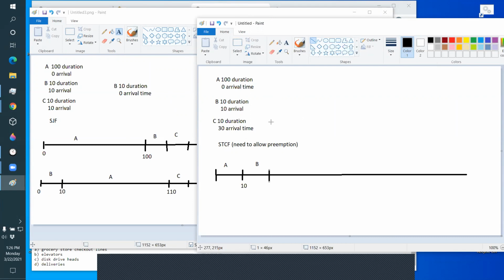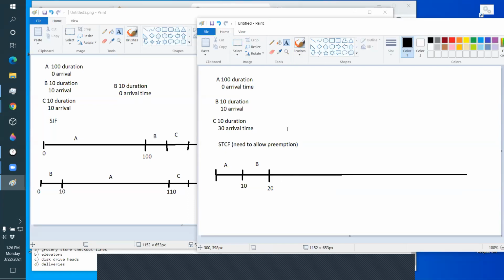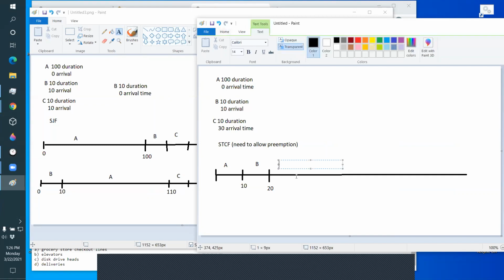Because that's when it finished. At time 20, it finishes. Okay, now we have to schedule someone. Well, the only one that's running is A, because C hasn't arrived yet. So we go back to running A.